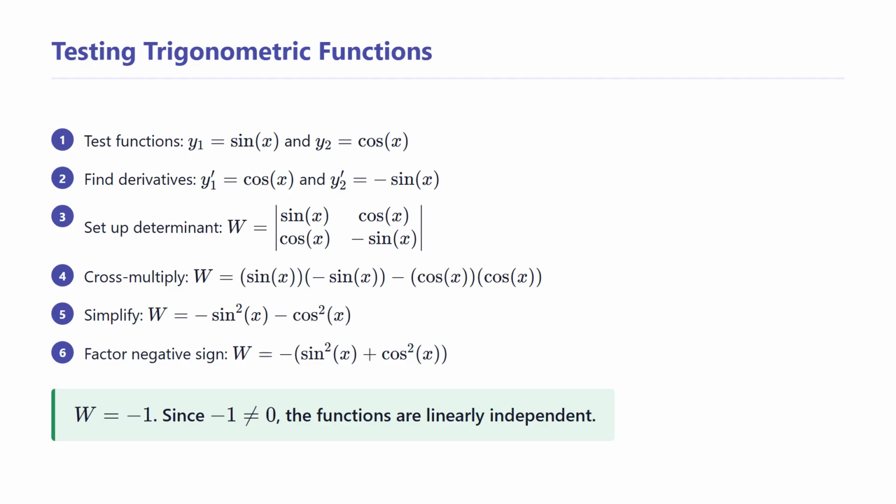This gives us a product of sines minus a product of cosines, specifically negative sine squared minus cosine squared. By factoring out the negative sign, we reveal the classic Pythagorean identity. Sine squared plus cosine squared equals 1. Therefore, our Wronskian evaluates to negative 1. Since negative 1 is not 0, the sine and cosine functions are linearly independent. This proves they provide unique, non-redundant information, allowing us to describe any oscillatory motion.